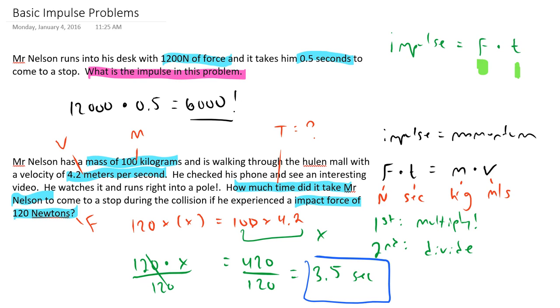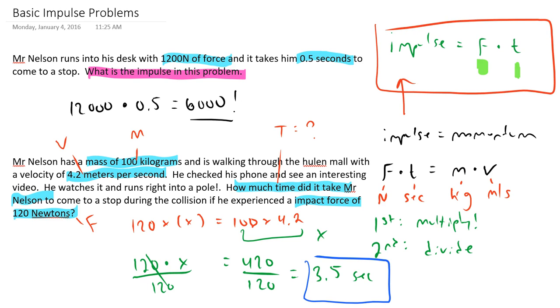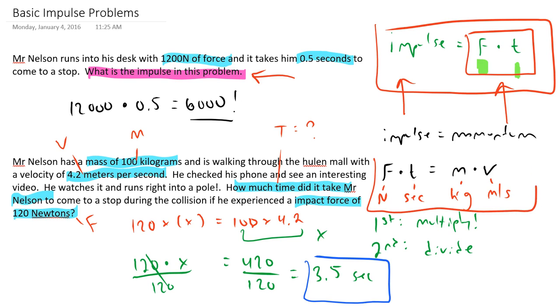But that's it. Make sure on your show your work sheet that you write down our two equations. You've got the very simple impulse equation right here, which is just force multiplied by time. Again, easy to spot because it says what is the impulse. Now the second problem, still pretty simple, but has a couple more steps. So here's our equation with our variables labeled: force is in newtons, time is in seconds, mass is in kilograms, velocity is in meters per second.